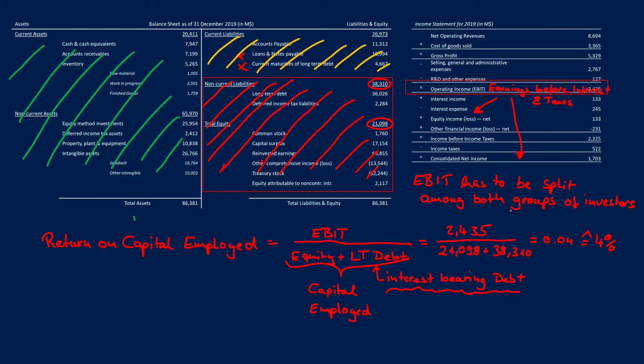So, if the EBIT is something before financing, before splitting among both groups of investors, of course we have to divide by the investment of both groups, because it's return on investment, and this is a return. The EBIT is a return to both investors, so we also have to put the investment of both investors in the denominator here. And that's the reason why we divide EBIT by equity and long-term debt.